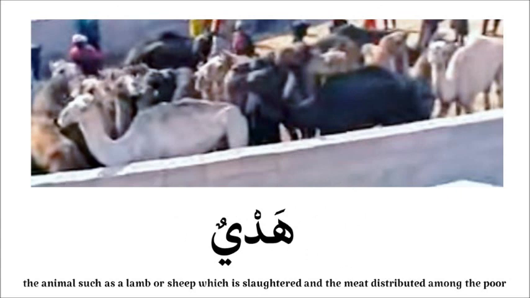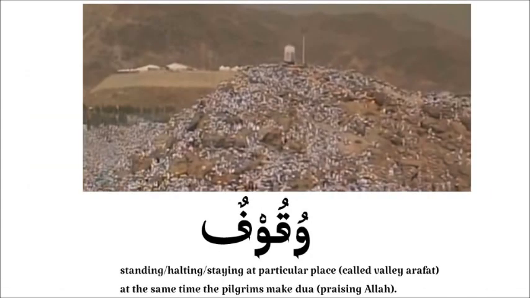Hadiyu. Hadiyu is the animal such as a lamb or sheep which is slaughtered and the meat distributed among the poor. Wuquf. Wuquf is staying at a particular place called Arafat. At the same time, the pilgrims make dua, praising Allah.